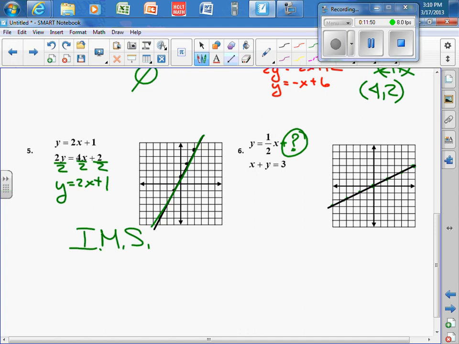And when we take x and subtract it from both sides, you get y is equal to negative x plus 3. So we go to positive 3, down 1, right 1. Draw your line. And these two lines cross right here, which is the point 2, 1.